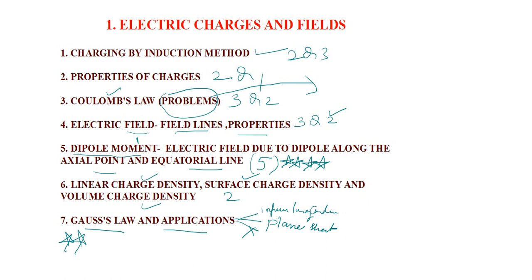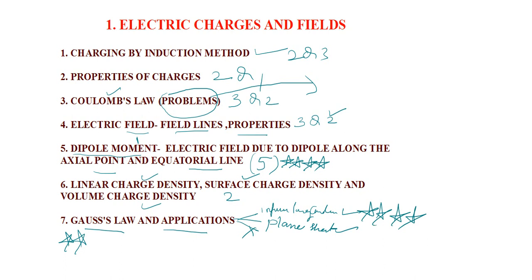Okay, I hope you understand: in the dipole moment there are 2 derivations, and in the Gauss law applications there are 2 derivations. These 4 derivations are very important from the point of view of your 5 mark questions. And the remaining questions, as I listed here, will be asked.